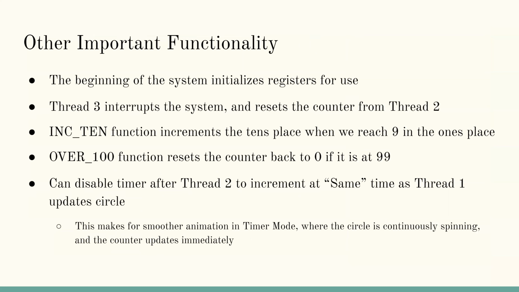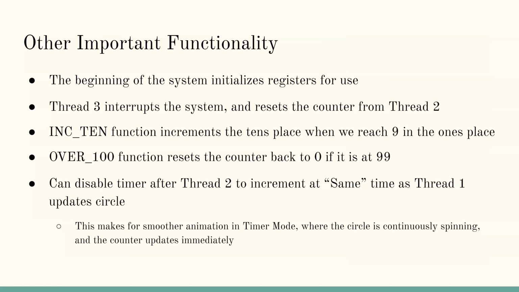So here's some of the other important functionality, extra things that we've added in for ease of use and for redundancy. In the beginning of the system, there's a section of code where we are setting a lot of the register's initial values in order to use them later on in the system. This is pretty standard for most ARM7 designs, so we are doing it here as well. Like we said, thread 3 interrupts the system. We have the interrupt set up as well in the beginning of the system for that. So whenever, like Louis said, whenever the push button is pressed, that will reset the counter from thread 2.